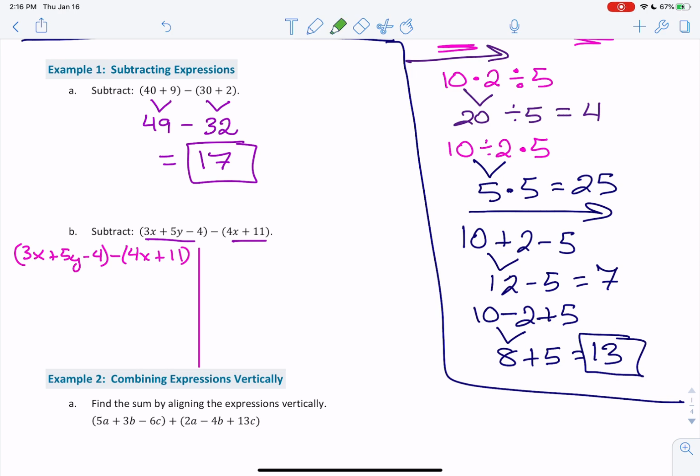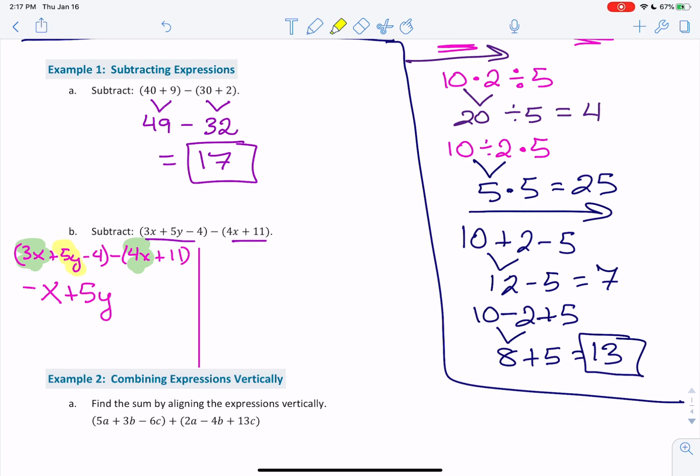And we're going to take it one part at a time. So we have 3x. The 3x can combine with the 4x, so 3x minus 4x is negative x. We have a 5y here. Let's choose yellow. We have a 5y here, but there's no y on the other expression, so we can't combine it with anything. So we're just going to go ahead and rewrite 5y.